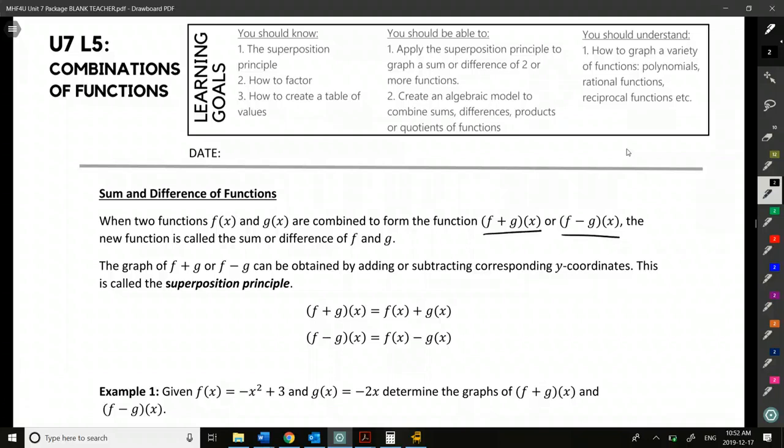We can also use something called the superposition principle in order to graph. Basically what that means is we just find a similar set of x values for each function. And if I'm adding the functions, I'll just add those two functions' y coordinates. So x's will stay the same and I add the y's. Or if I'm subtracting the two functions, I'll have a similar set of x values for each, I'll have their y values, and I'll subtract their y values.